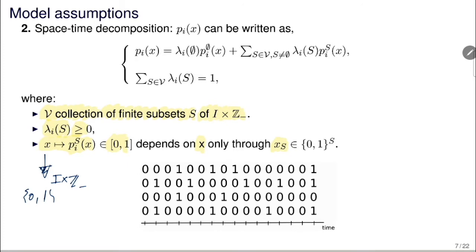So what the second assumption says is that given the set V and given the numbers lambda_i(S) and the functions p_{i,S}, the function p_i(x) can be written as a convex combination of the functions p_{i,S}. More precisely, p_i(x) is given by lambda_i(empty set) p_{i,empty set}(x) plus a sum over S in the set V, S different from the empty set, of lambda_i(S) times p_{i,S}(x), where the lambdas satisfy the following: the sum over S in the set V of lambda_i(S) is equal to 1. Okay, so what does the second assumption mean?